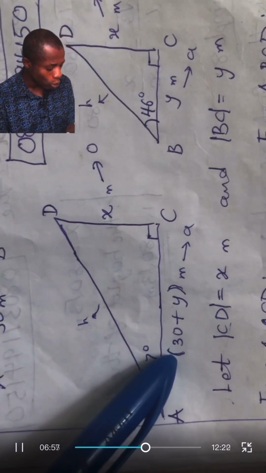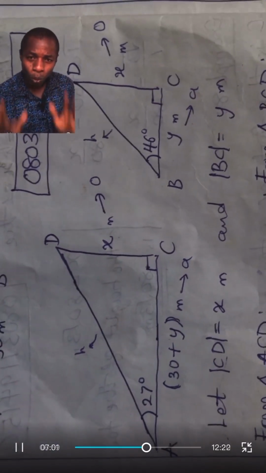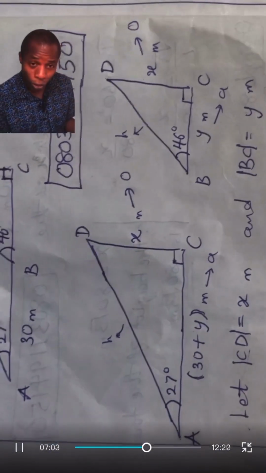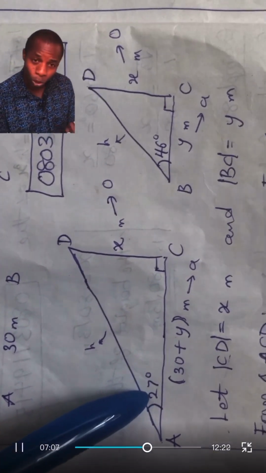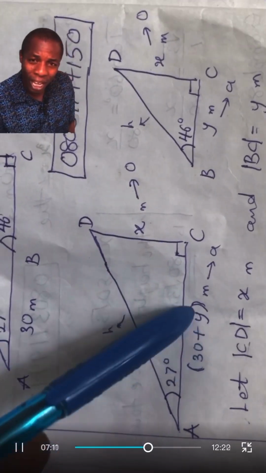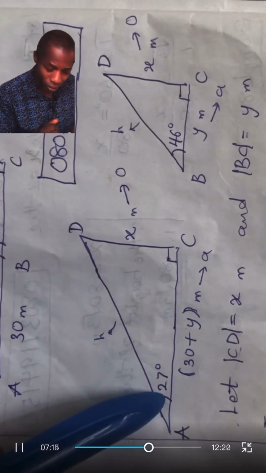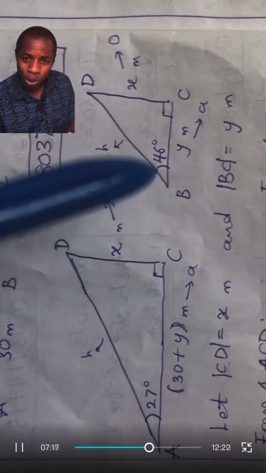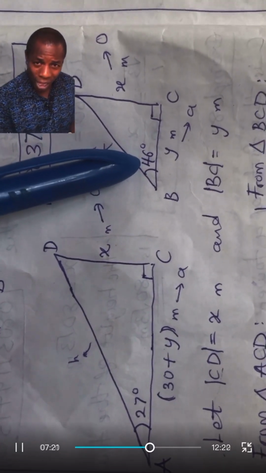So if you look at the two shapes now, you discover that we only have one known value. In the first right angle triangle, we have 27 degrees, a known value. The side 30 plus Y is not a known value, because we are adding 30 to an unknown value, so that makes it unknown. The only known value here is 27 degrees. The second right angle triangle also has one known value, which is 46 degrees. It means you can start with any one.